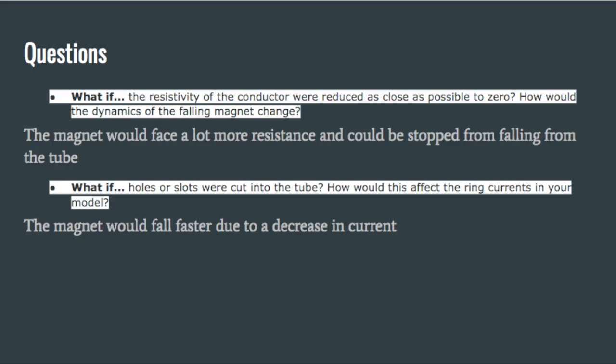For the what-if question, the resistivity of the conductor is reduced as close as possible to zero. How would the dynamics of the falling magnet change? The magnet would face a lot more resistance and could be stopped from falling in the tube completely.